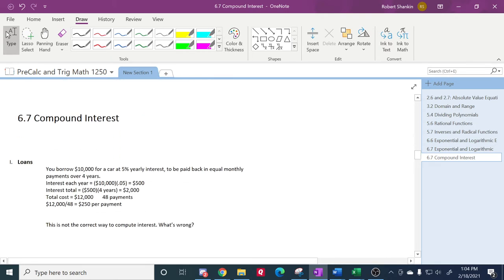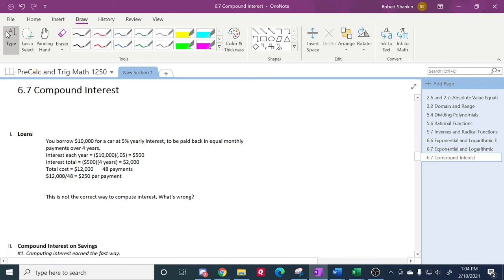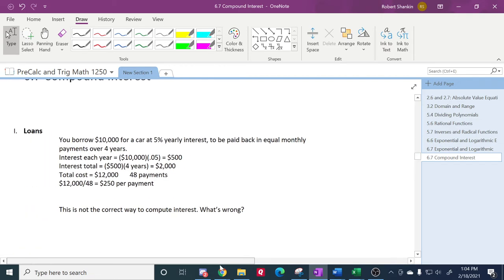All right. Let's go to today's topic. Compound interest. And so part 1 is loans. You borrow $10,000 for a car at 5% yearly interest to be paid back in equal monthly payments for 4 years. Now, pull out your calculators and you'll see that I'm doing this right.